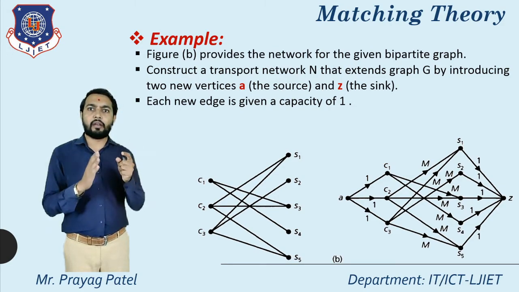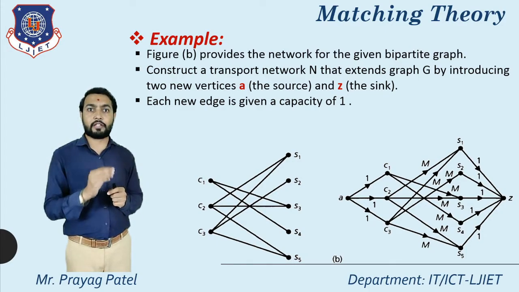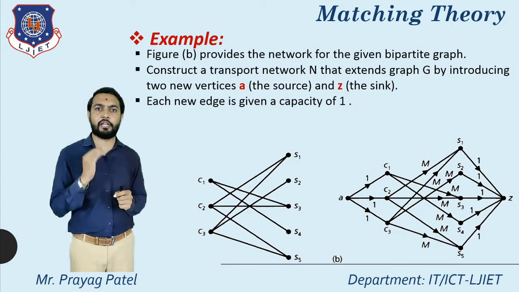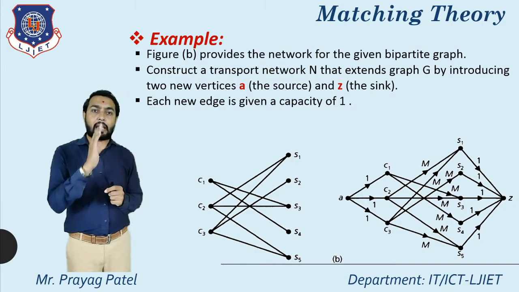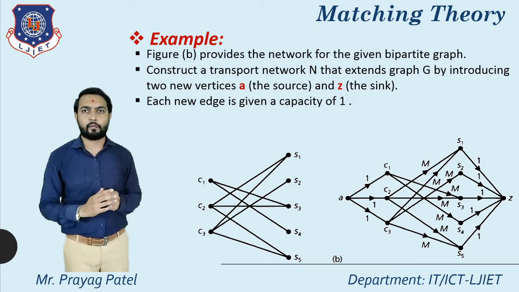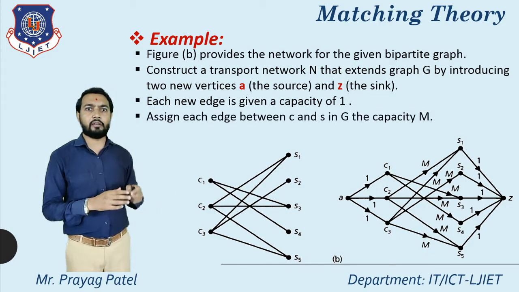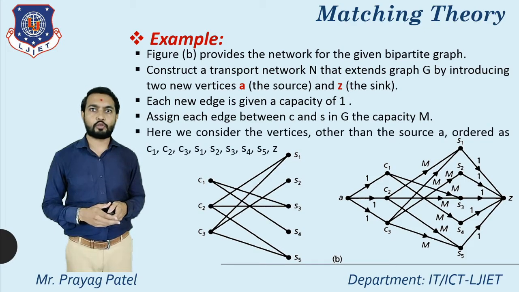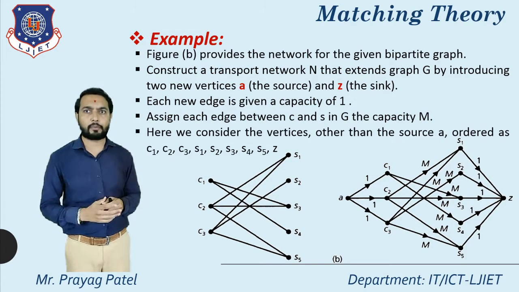Now for the remaining intermediate edges, consider the capacity M. M means C1, C2, C3, 3 nodes are available. That means capacity of M equal to 3. So assign the capacity for each and every intermediate edge equal to M. So M as a capacity and 1 is also a capacity.